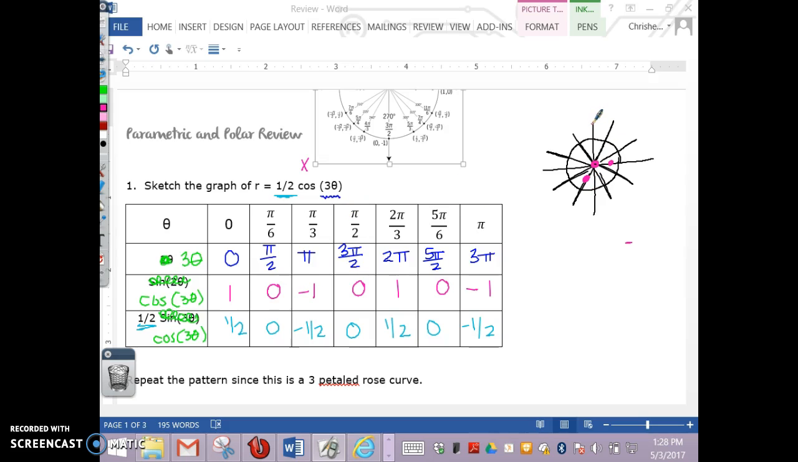At pi over 2, which is straight up, I'm at 0 again. So what I've done is I've come down, around, and back. And here's where that curve comes in. Then 2 pi over 3 right up here, and that's at a half again. 5 pi over 6 is back to 0. So I come up, I come back to 0. And then pi is negative half. So pi is straight out here. So going negative half is going back half. And there, it finishes off my 3-petal rose curve.